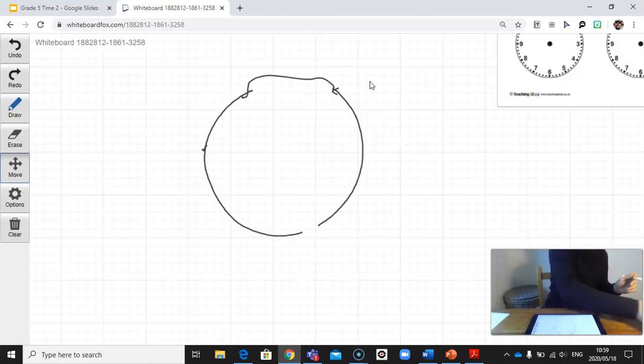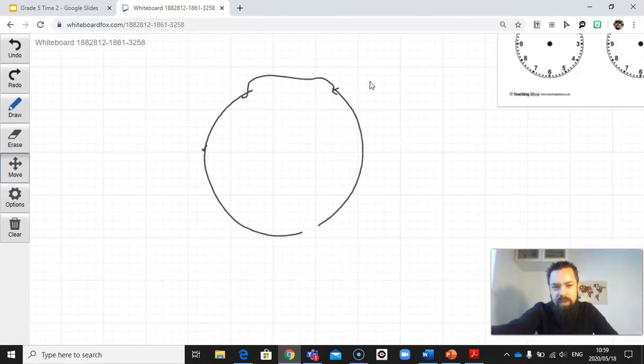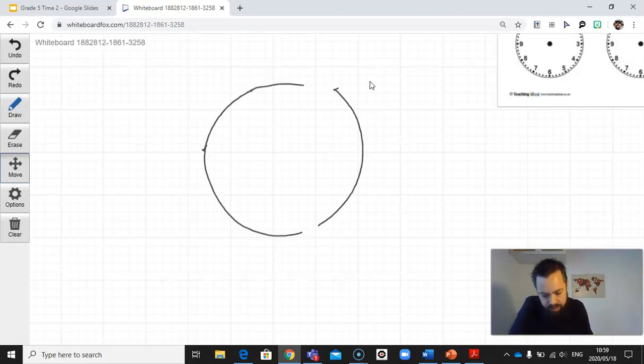Oh, that's not great, but there we go. There's the clock around the outside. Let me just touch that up a little bit. So now I'm going to freehand the rest of it. Okay, so there's my circle that I start with.